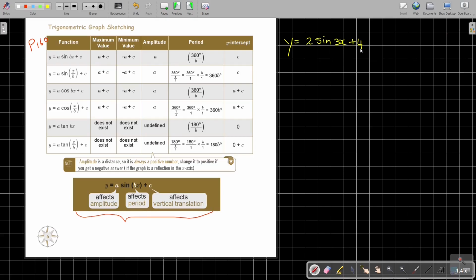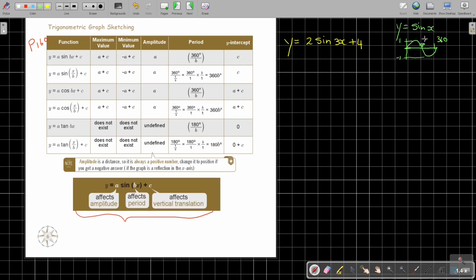Now, it's always good to first recall the basic graph. I'm just going to write it here for you in green. As I said, you must memorize that basic one. It starts there, it goes up, it goes down. So there is 360 or 2 pi, and it's there at 1, and it's there at -1. Are you with me? And there is a 180.